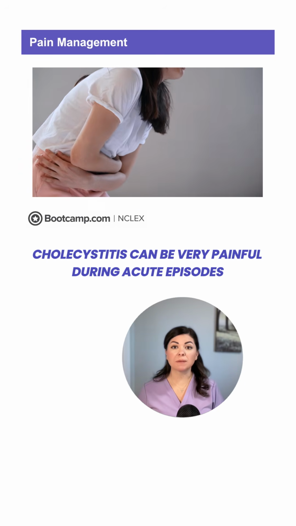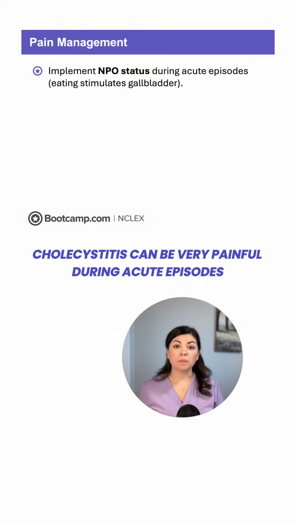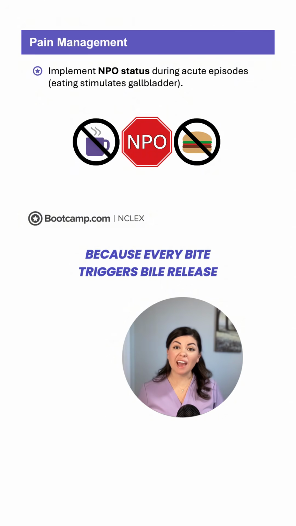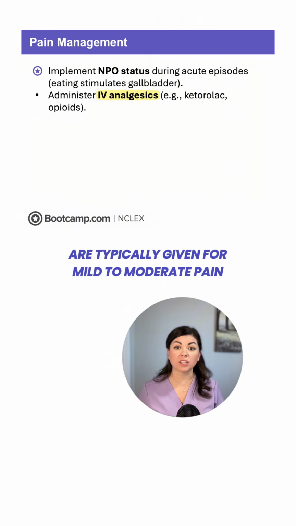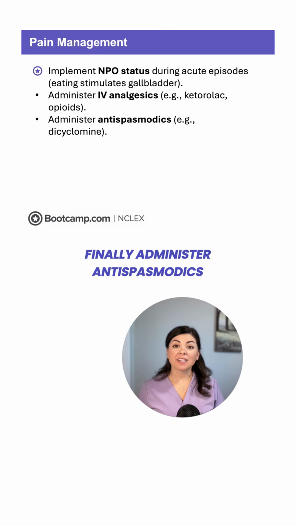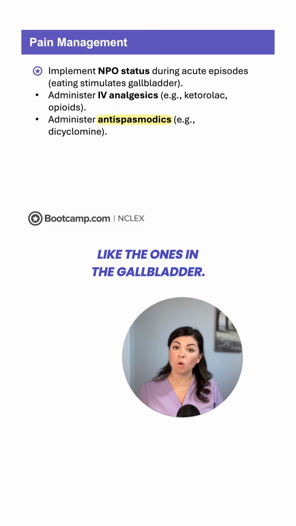Remember, cholecystitis can be very painful. During acute episodes, keep the client NPO because every bite triggers bile release, which squeezes the angry gallbladder. Anticipate the administration of IV analgesics. NSAIDs like ketorolac are typically given for mild to moderate pain and opioids for severe pain. Finally, administer antispasmodics like dicyclomine to reduce spasms, which relax smooth muscles like the ones in the gallbladder.